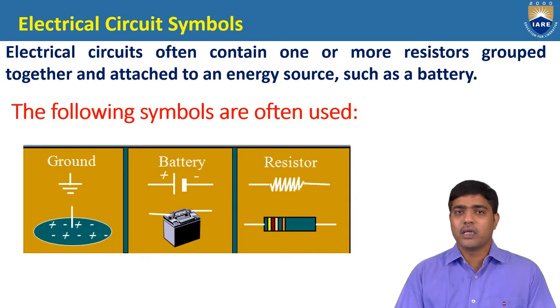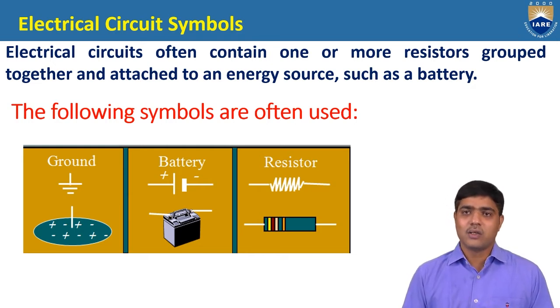Before introducing resistance, I am going to introduce some basic symbols which are usually used in electric circuits. Any electric circuit may consist of three basic things: one is the source, another is the load, and you will have conductors to connect the source and load.